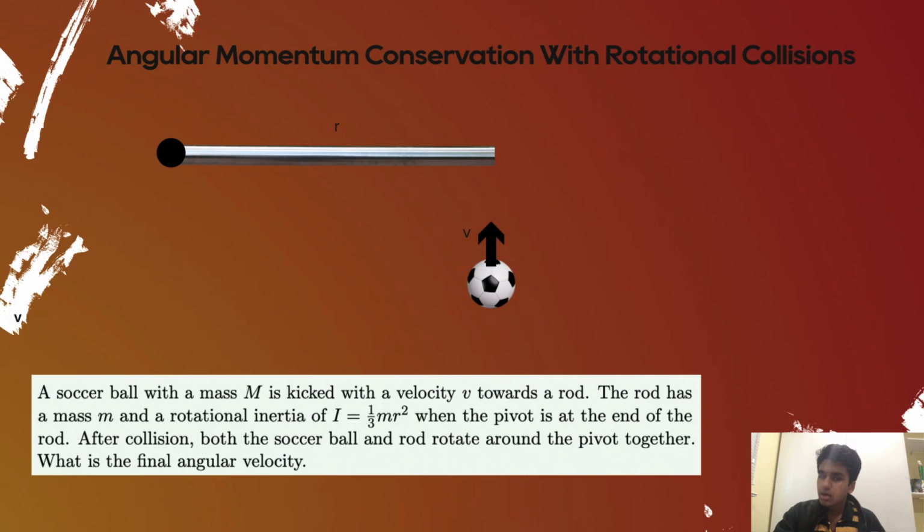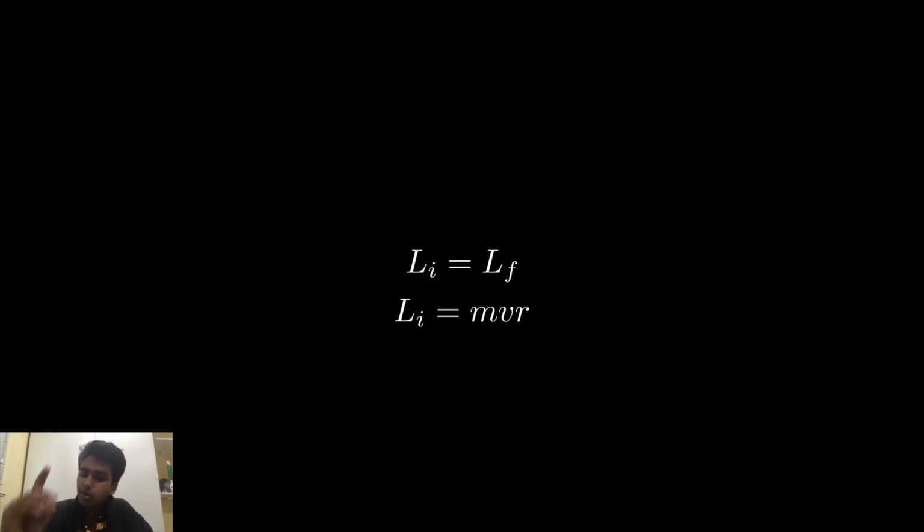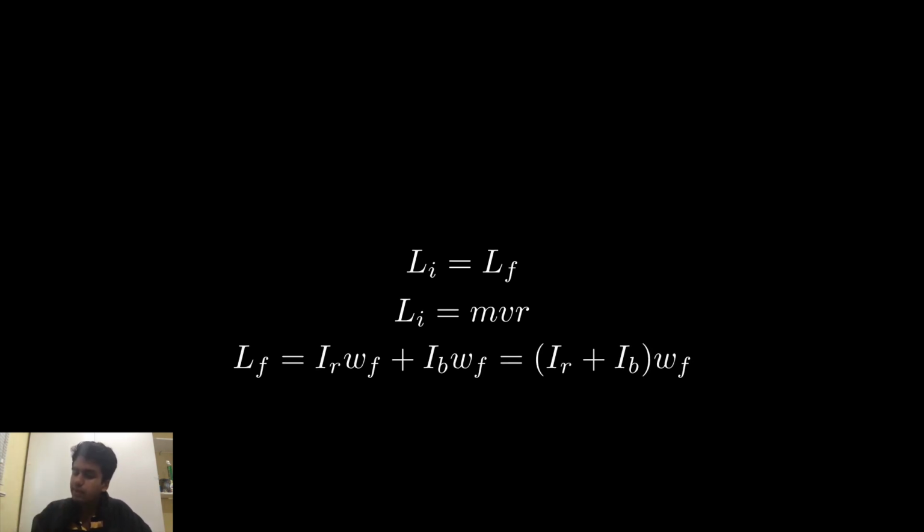Well, initially, angular momentum is conserved in this problem. And the initial angular momentum would just be mvr because the soccer ball is like a point mass. And then this will equal the sum of the rotational inertias of both the rod and the ball times the final angular velocity, because both of them rotate together.